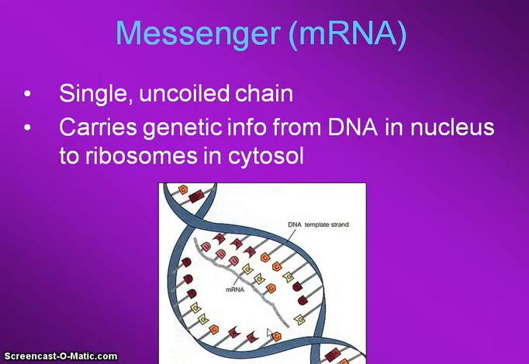mRNA, or messenger RNA, is a single uncoiled chain, and it is going to carry genetic information from the DNA in the nucleus out to the ribosomes in the cytosol, which is in the cytoplasm. So when our DNA molecule opens up, we can use one side as a template strand to build this single strand of mRNA off of it, and then that will leave the nucleus and the DNA and go out into the cytosol to find a ribosome.